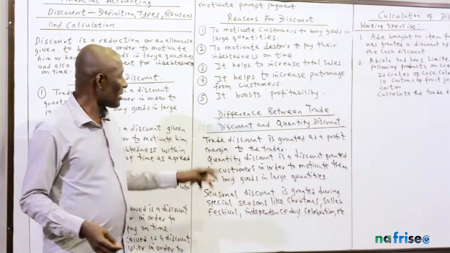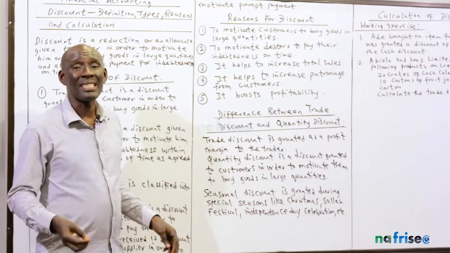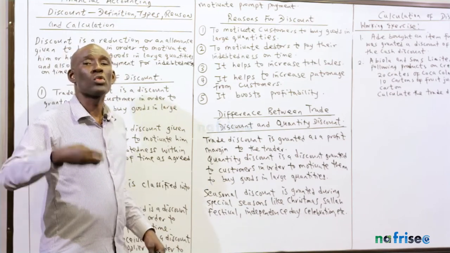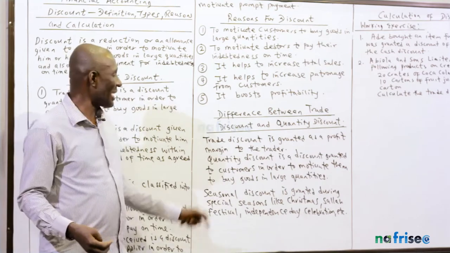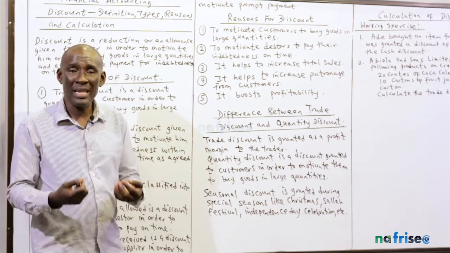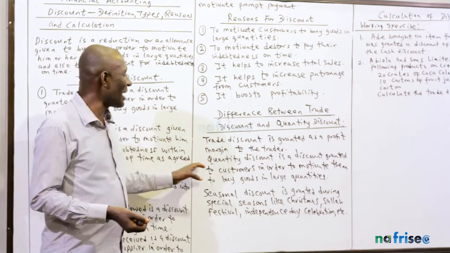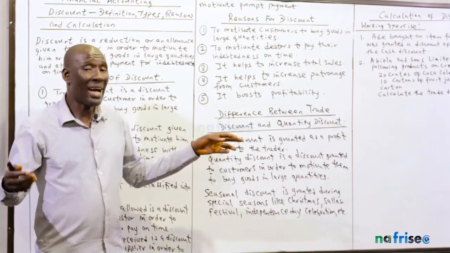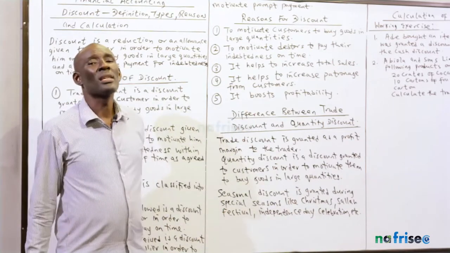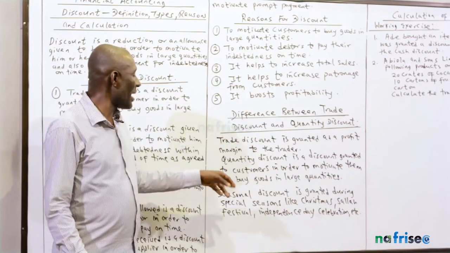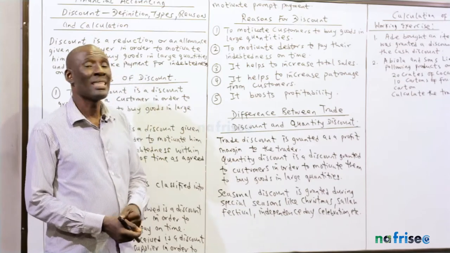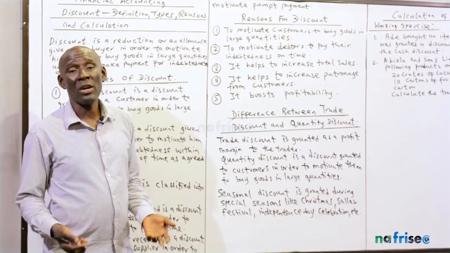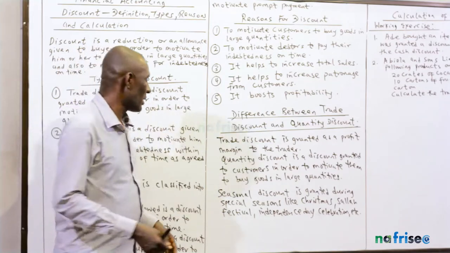In other words, trade discount comes before quantity discount in the sense that it is a reduction in the price of goods sold to the retailer so that he can have a little profit margin to himself. While quantity discount is associated with buying what? That particular item in large quantity. So as the name implies, it has to do with buying a product in large quantities, and the aim is to motivate that trader or customer or individual to buy in large quantities.